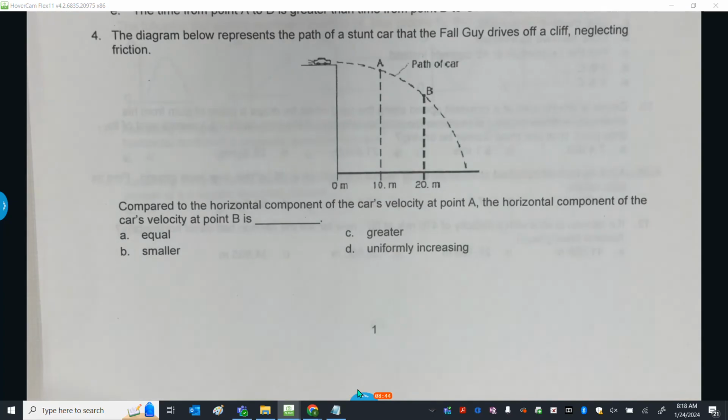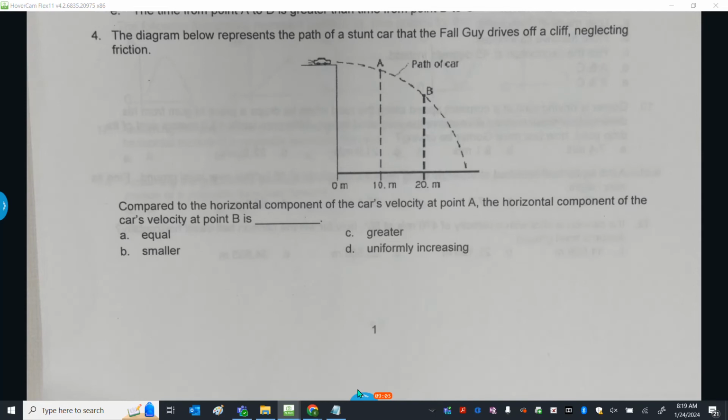It says, the diagram below represents the path of a stunt car that the fall guy drives off a cliff, neglecting friction. Compared to the horizontal component of the car's velocity at point A, the horizontal component of the car's velocity at point B is blank. And you're here, just need to tell me that it's equal.